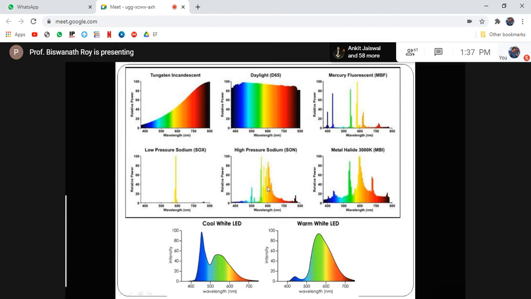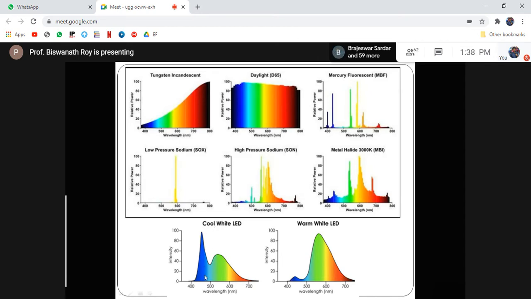On the other hand, in case of high pressure sodium vapor, this is the spectrum. In case of metal halide lamp, these are called HID lamps, metal halide lamp. This is the nature of the spectrum.